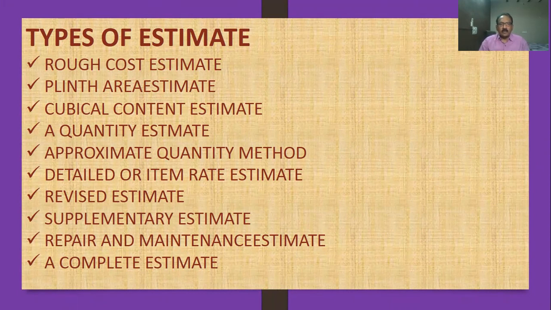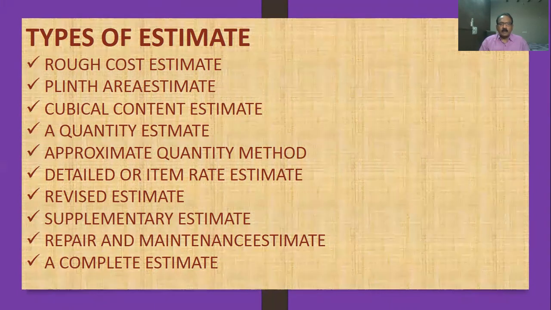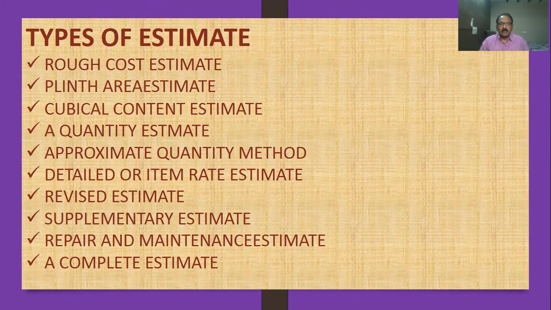Cubical content estimate. A quantity estimate. We have to calculate quantity, and according to quantity, we'll estimate. Approximate quantity method. See, approximately for houses, say for a 1,000 square feet house, so much material required, so many bags required, so much reinforcement required, so much amount required for labor, sanitary items, like that. See, approximate quantity method.